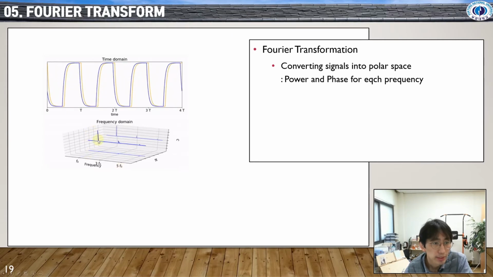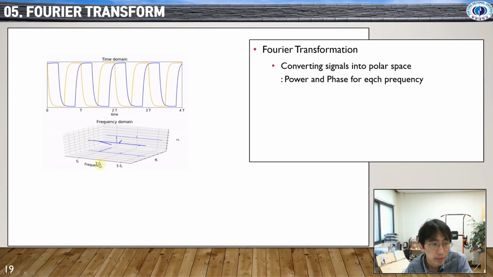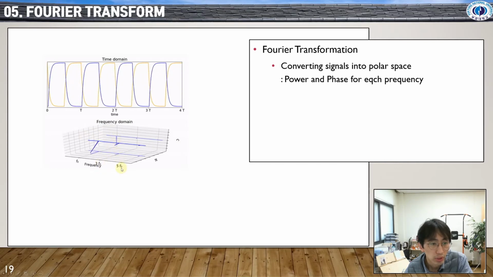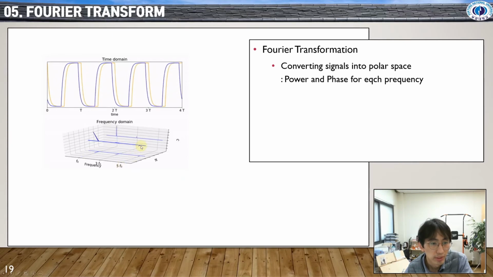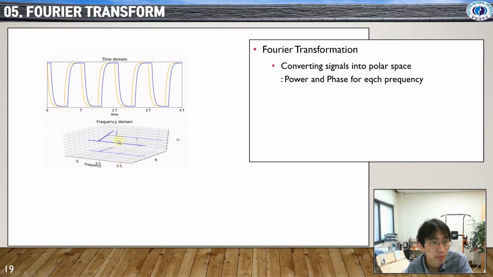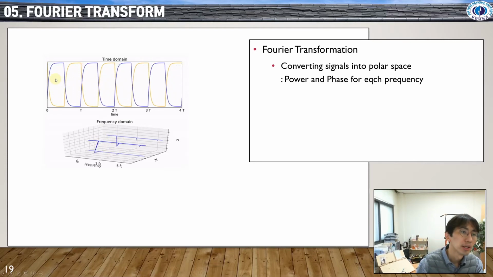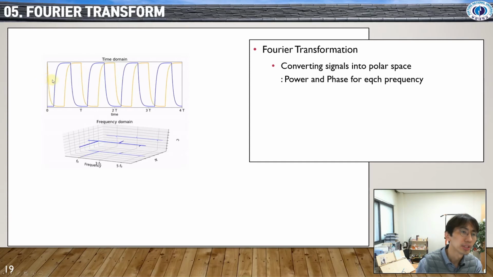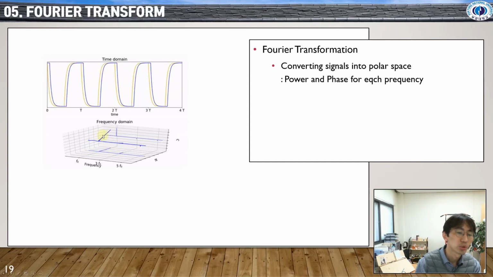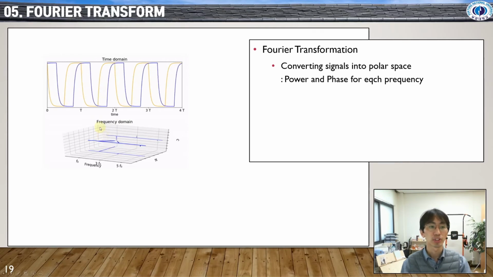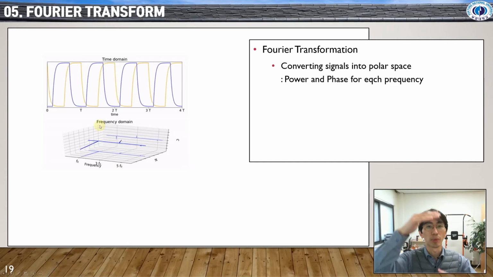F0 has the biggest power, right? And then F1 has a smaller power, and F2 has the smallest power. But as you see, the signal moves. As the signal moves, the phase could be changed. The power does not change, right? Because the signal's power is fixed.